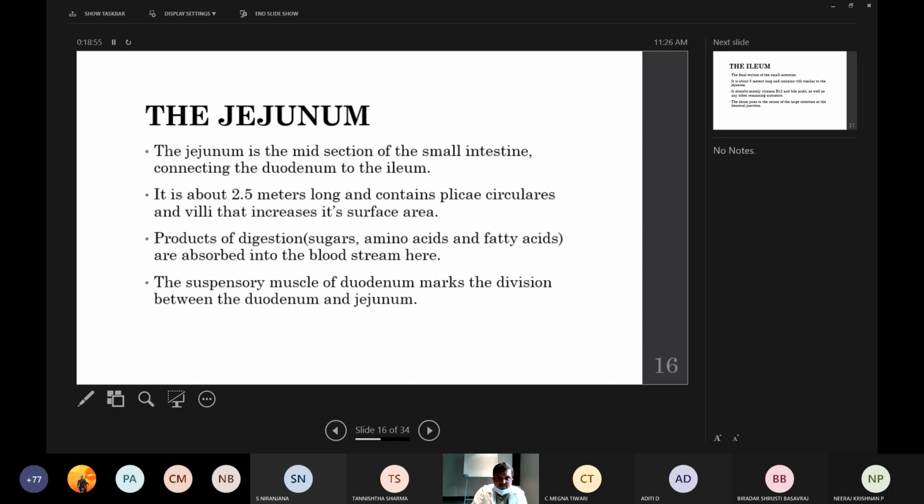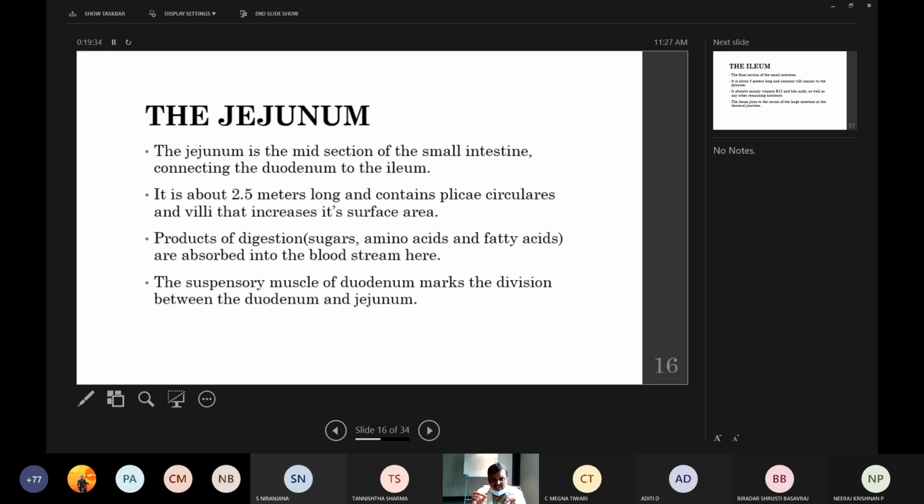Coming to the next part of the small intestine, as I told, the jejunum and ileum. The jejunum and ileum are the most mobile part of the small intestine because they are suspended by a fold of peritoneum, that is the mesentery. The jejunum is the mid section of the small intestine, connecting the duodenum to the ileum.